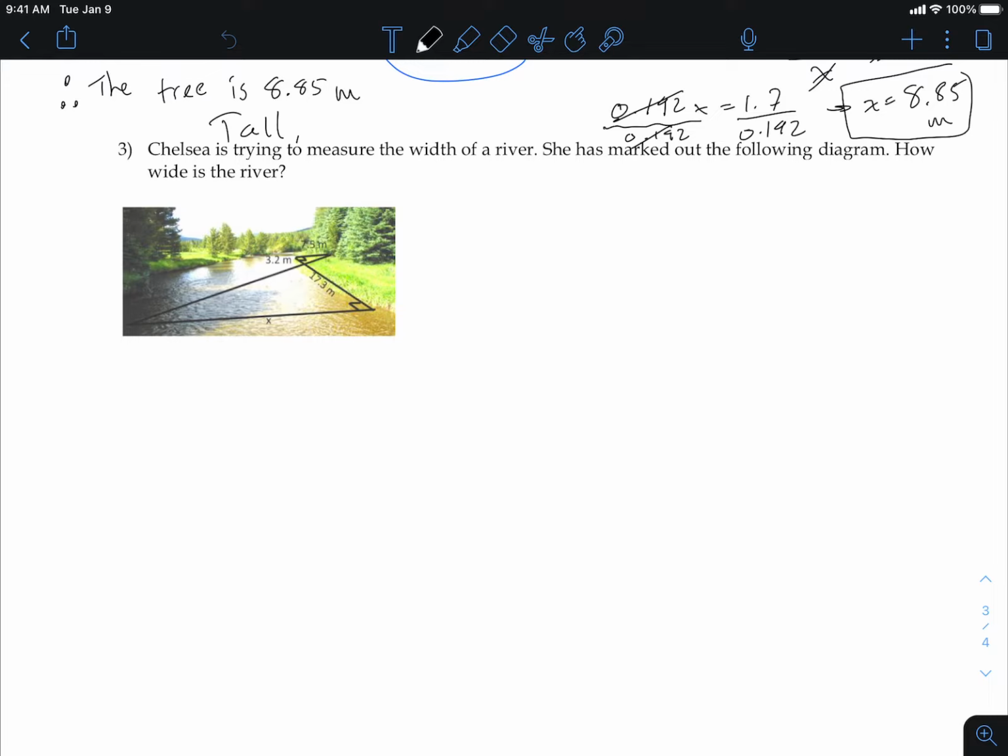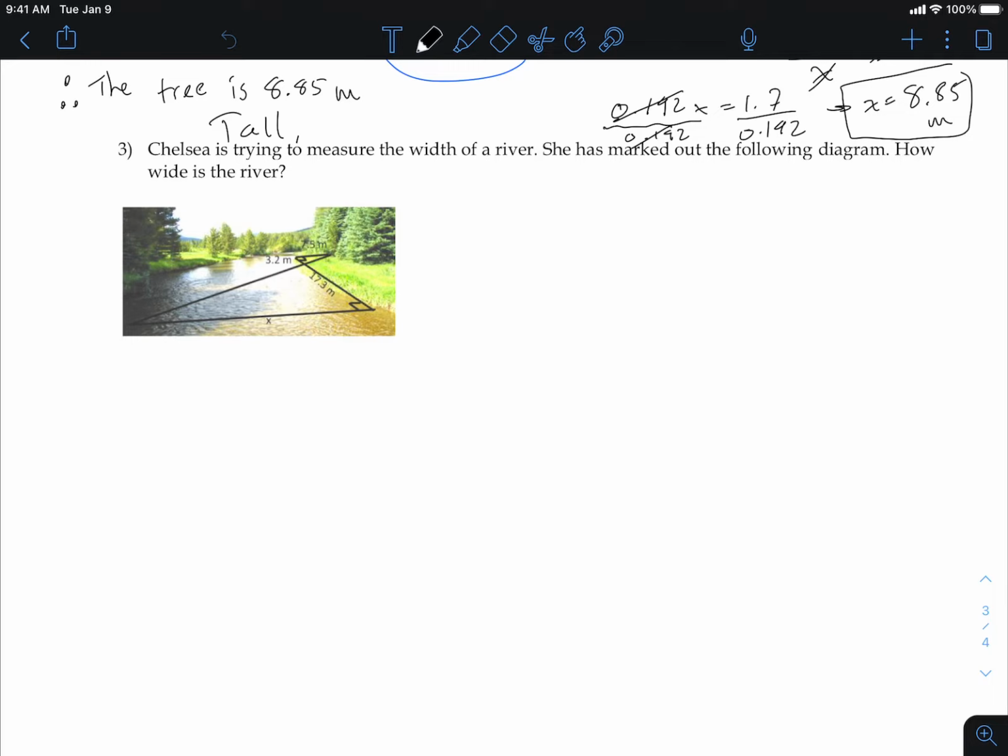So what we can do here is this. Chelsea's trying to measure the width of a river, okay? And she's marked out the following diagram. So basically she could walk along the bank and measured 17.3 meters and then decided to stop and then measured another 3.2. And then she would have walked 7.5 meters away from the river, right? And she's basically set up this diagram.